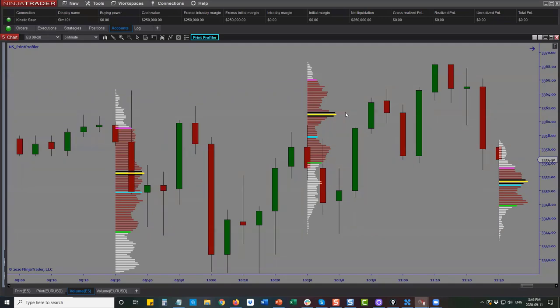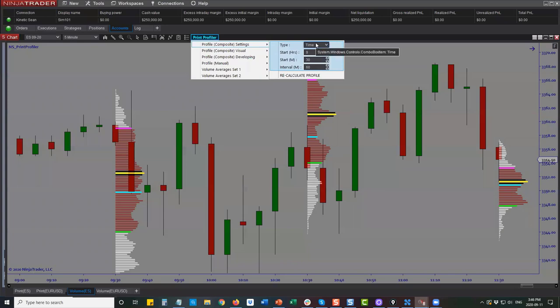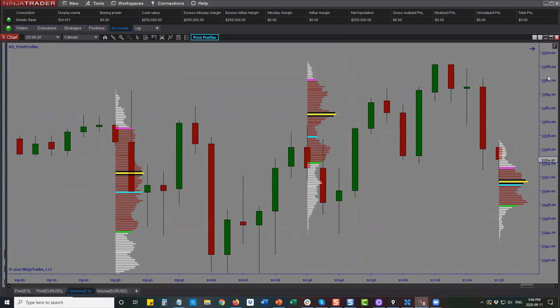So do the composite profiles use the overnight? Well, Richard, you can set it up to whatever you want. It's a time setting. So you can set the time, you can set whether it's a full session or a composite or a time. Yeah, you have that flexibility to do that.